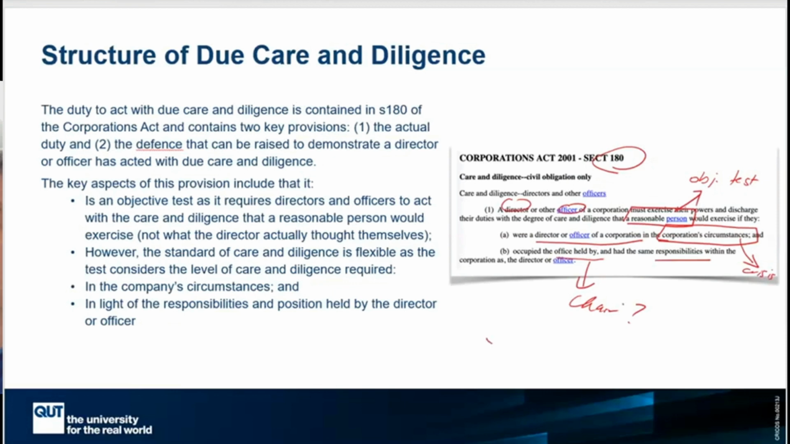And it's why even in the same case, there may be different levels of expectation of different individuals. And so some directors might get off compared to some other directors who don't because of these different expectations. Directors must act with the care and diligence that an objective, reasonable person would expect of that kind of company in those circumstances and someone holding that position.